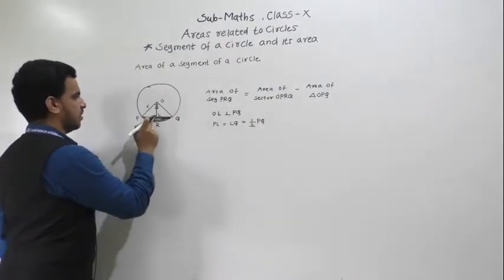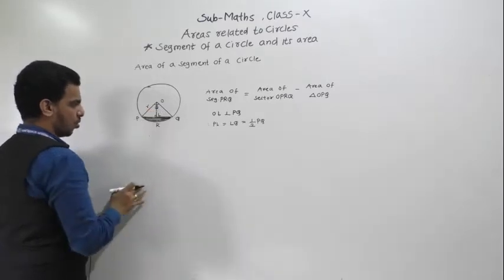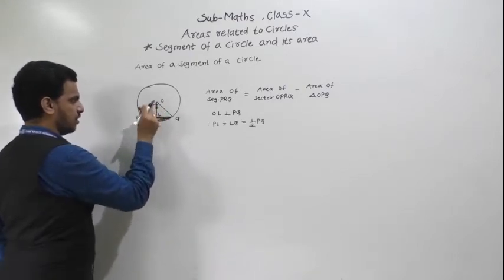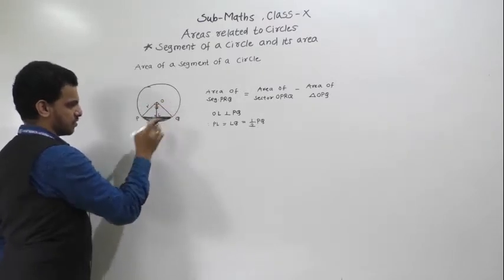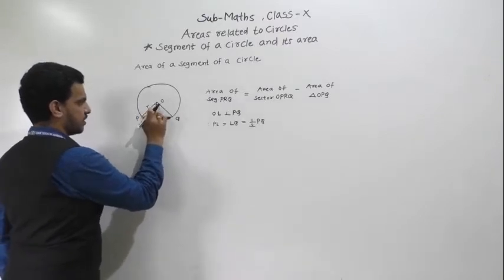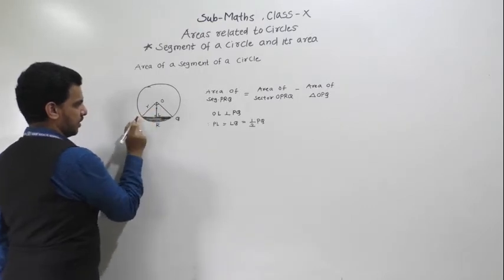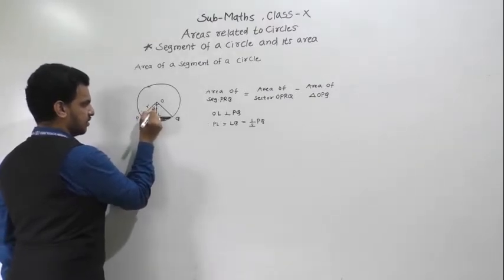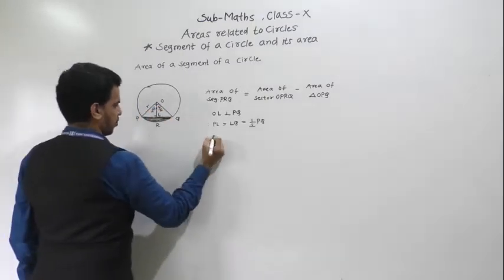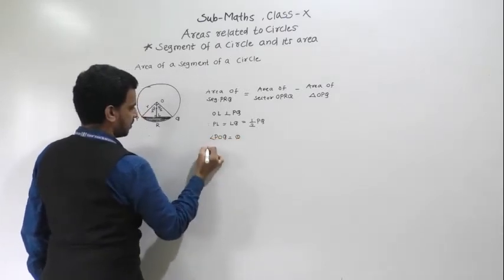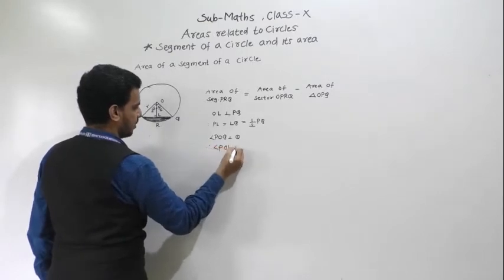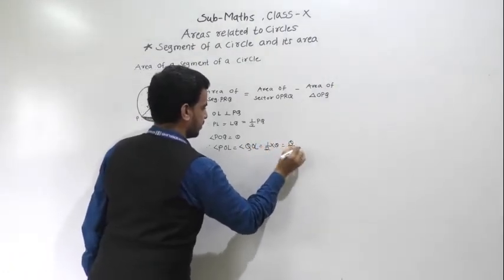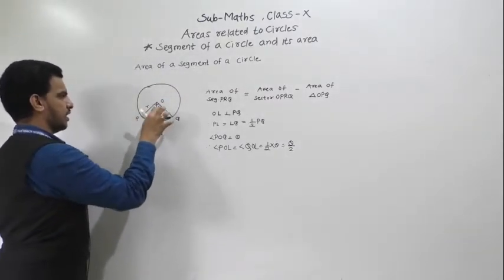We can show that these two triangles are congruent by the RHS criterion, because this angle is a right angle, this is the common side OL, and OP and OQ are equal because they are radii of the same circle. So these two triangles are congruent, and angle POL and angle QOL are equal. If the total angle is theta, then angle POQ is theta, therefore angle POL is equal to angle QOL is equal to half of theta, that is theta by 2.